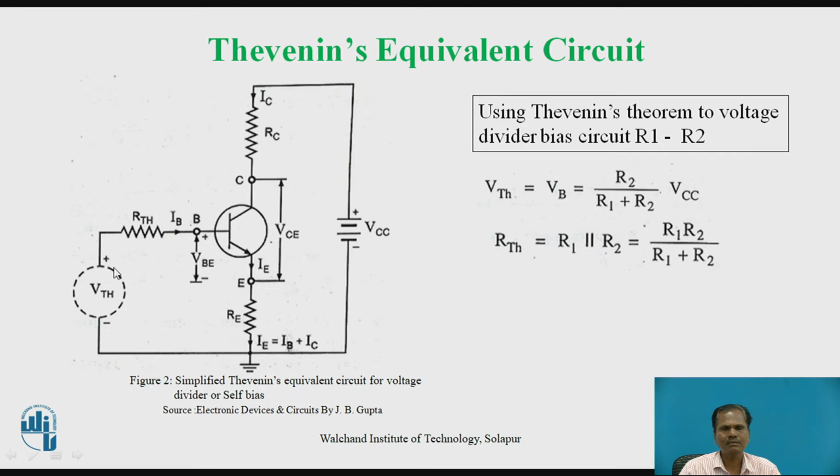So we can replace the circuit around the base emitter of the transistor by an open circuit output voltage source VTH, from R1, R2, and RTH. The equivalent resistance is shown in series with the voltage source VTH.